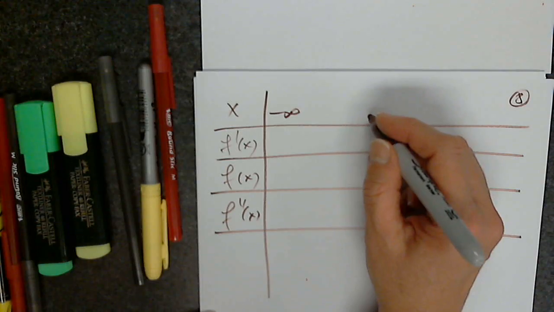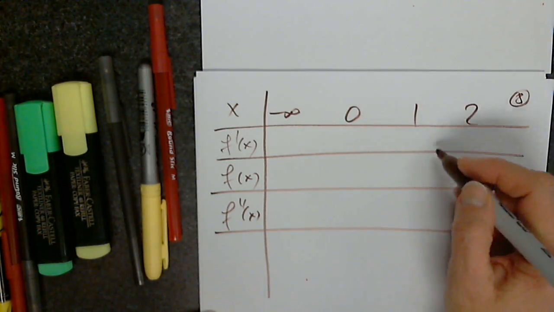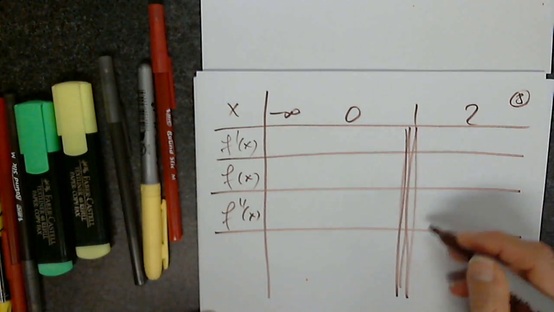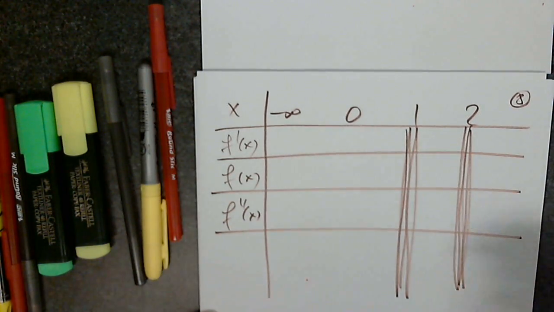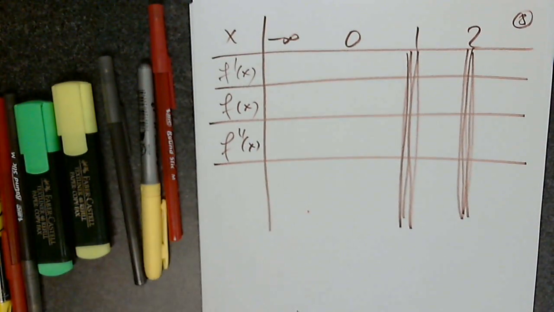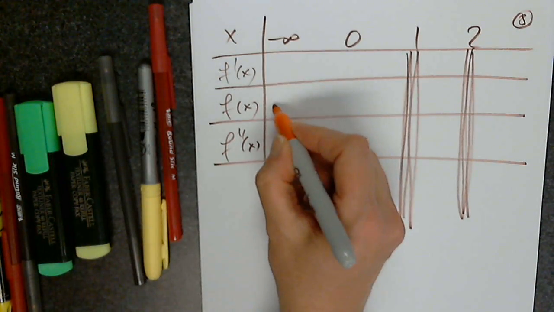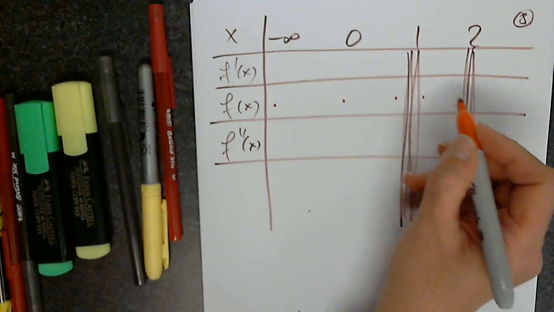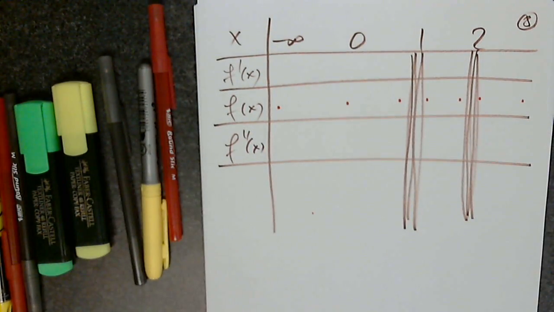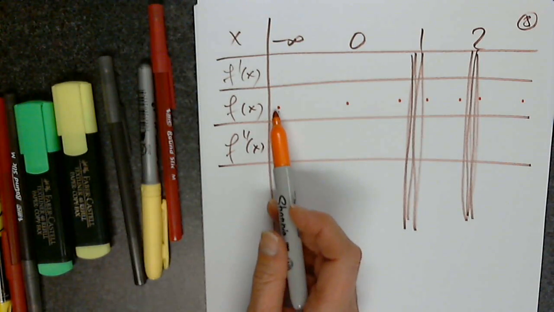Since the domain is not 1 and 2, I have to show that. So I need this, I need this, I need this, and this, and this, and this, and this. So let's start with this. How do I get this?